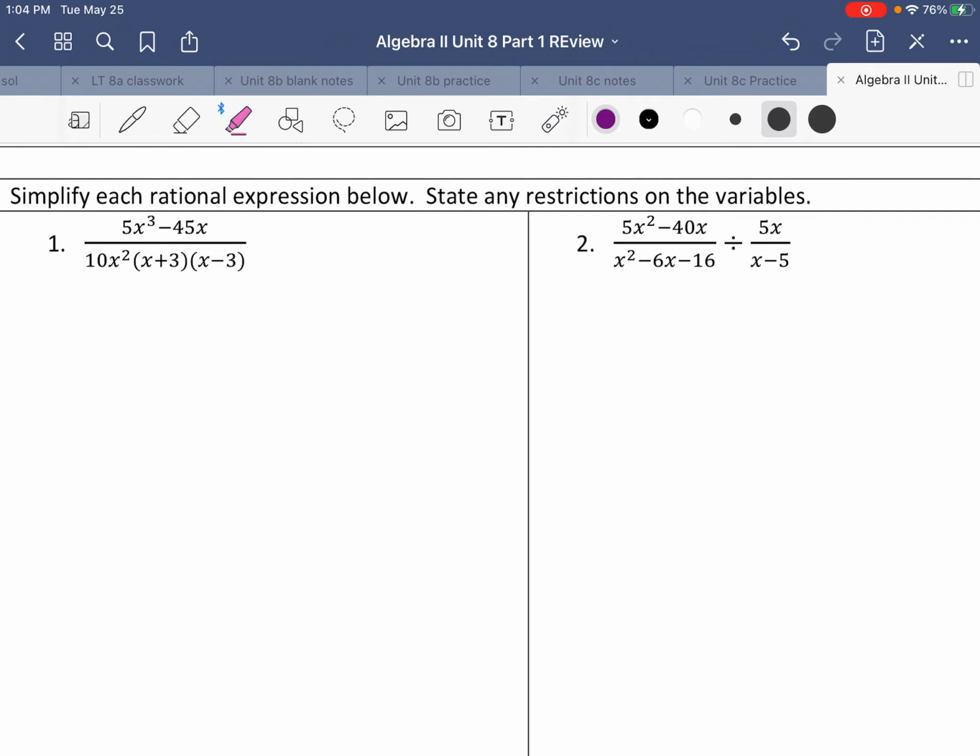To simplify a rational expression, you first look at the numerator and factor it. In this case, we'll always look at the greatest common factor. What's the greatest common factor between 5x cubed and 45x? So 5 and 45, we can divide them both by 5. X cubed and x to the first. Always amongst variables, the greatest common factor is the smallest of the exponents. So we're going to divide both by 5x. 5x cubed divided by 5x is x squared. And 45x divided by 5x is minus 9.